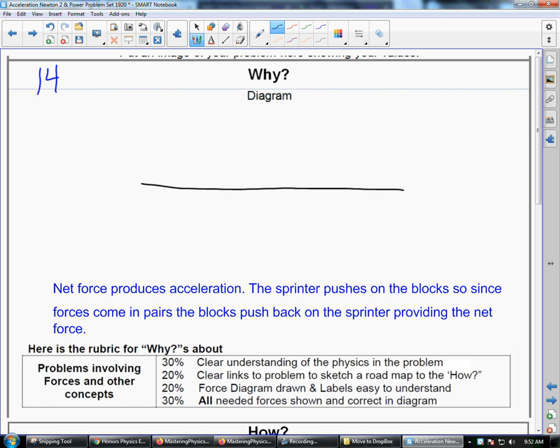Here's the ground. Those are the blocks. Now to use my artistic ability. That's the sprinter. Give him a head. How about that? That's my other face. So, the sprinter is going to accelerate this way. Notice my acceleration does not touch my object, right?